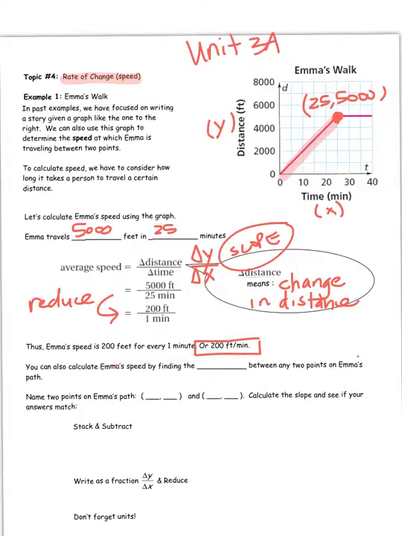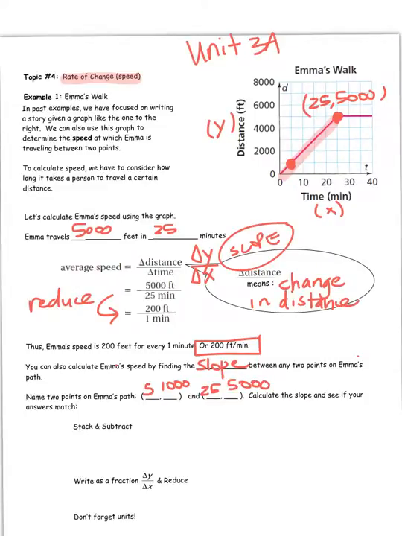She's traveling pretty fast. So this next part says you can also calculate Emma's speed by finding the slope between any 2 points on her path. So again, remember, we're talking about this portion of her graph. If I want to find out how fast she's moving, I can pick any 2 points on this graph. So I'm going to pick a couple random points. I'm going to pick this point right here. That point is 5 and 1,000. And I'll pick the ending point that we already know, which is 25 and 5,000.